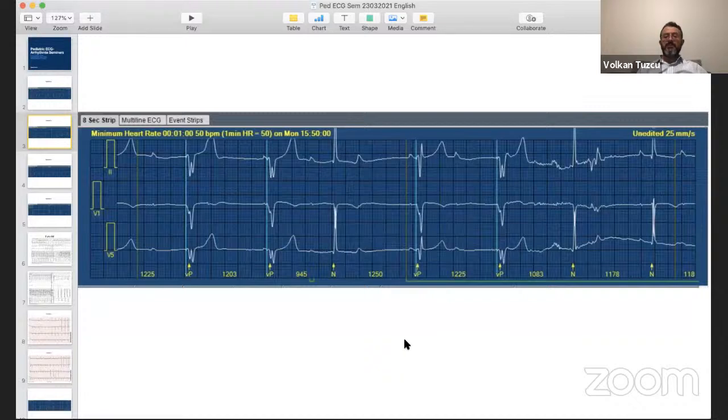So the assessment of Holters in somebody with a pacemaker can be quite complicated, and you have to know the mode. You have to know lots of things about the pacemaker to have a reliable assessment on the Holter.